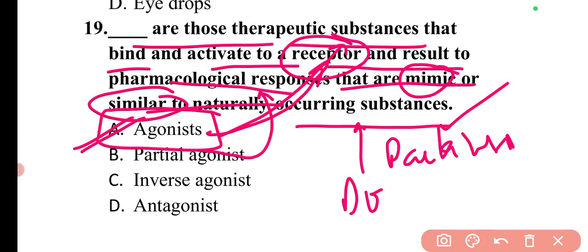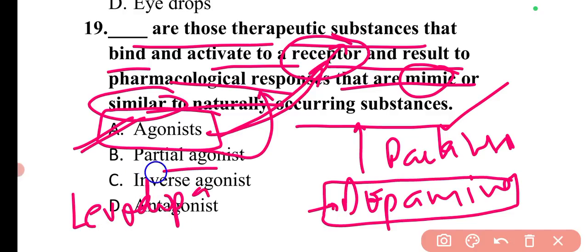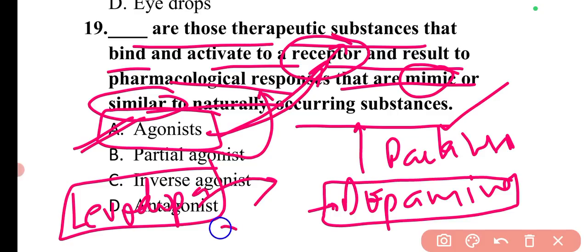For example, in Parkinson condition, there is a depletion of dopamine. So in order to fulfill this deficiency requirement, we will give levodopa. You must have known this name, levodopa. So levodopa will go to the brain and it will convert to dopamine, and it will fulfill the requirement of dopamine, and that condition can be cured. This will be the agonist which will produce the similar action as a naturally occurring substance. So there can be several other examples.